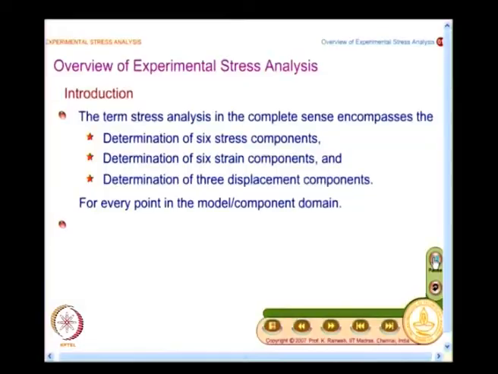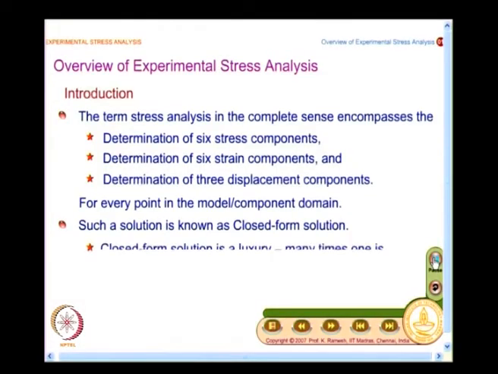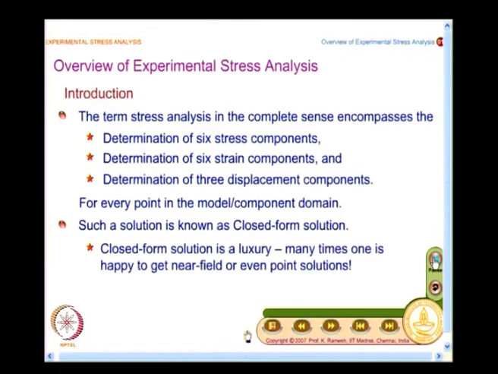And when you say this P by A, I know it everywhere and it is constant. Such a solution, where if I give the xy location I am able to find the values of stress, I call a closed form solution, because at every point which I want to find out, I have the answer. Can you get a closed form solution for all problems? It is not so. It is only a luxury.